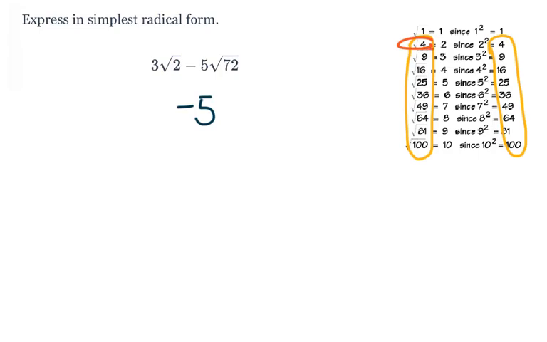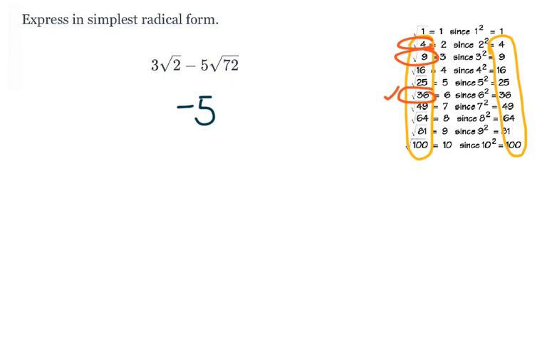9 does divide into 72 as well. 9 times 8. But let's see if there's anything bigger. 16 into 72 is a decimal. That's out. 25 doesn't work. Let's try 36. 72 divided by 36 is 2. So it does work. 49 doesn't work. 64 doesn't work. 81 is too big. So we're going to use 36. All right. You want the biggest one. Don't stop too early. That's the most common mistake.